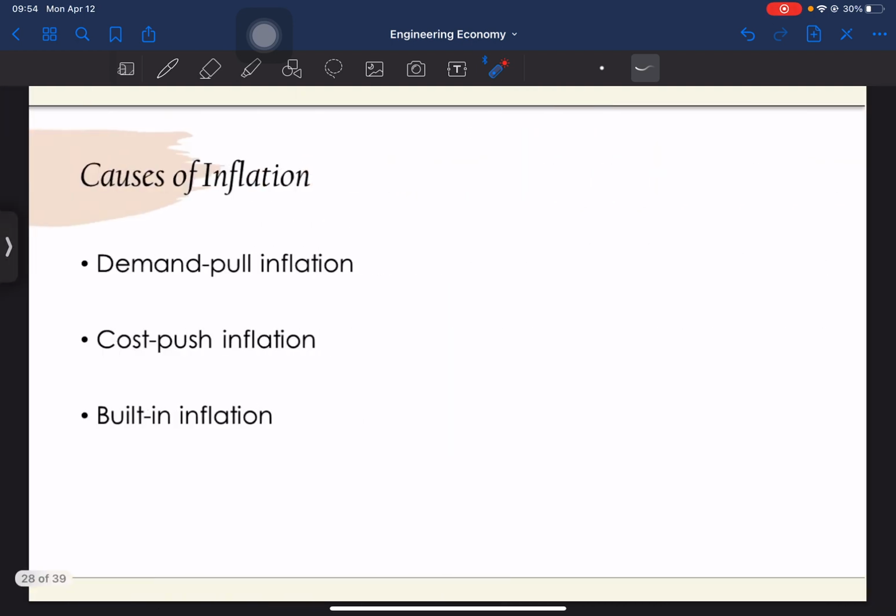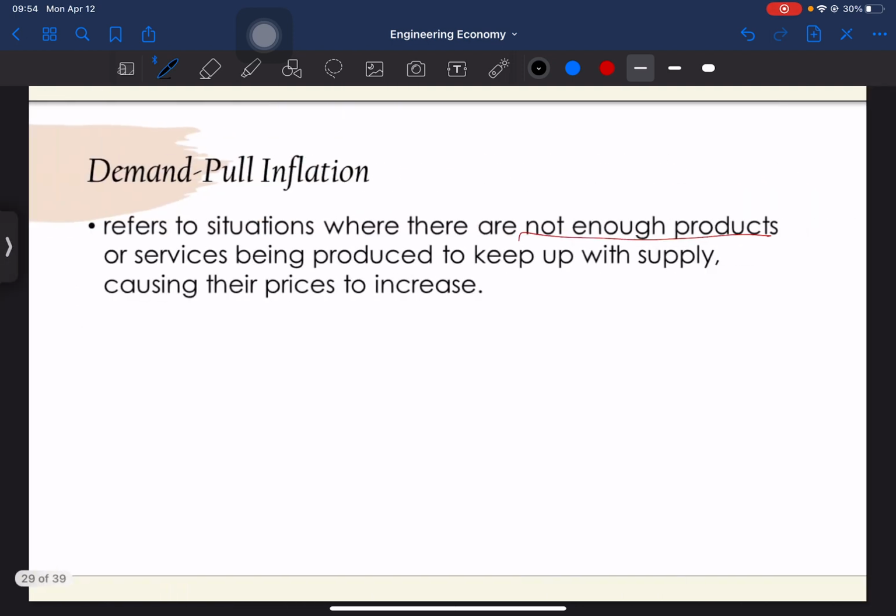Next is the causes of inflation. Bago tayo kasi mag-math, kailangan naintindihan natin kung para saan to. Okay? We have the demand pull, okay? We have the cost push, and we have the built-in inflation. Okay? The demand pull inflation refers to situations where there are not enough products or services being produced to keep up with the demand, causing their price to increase.